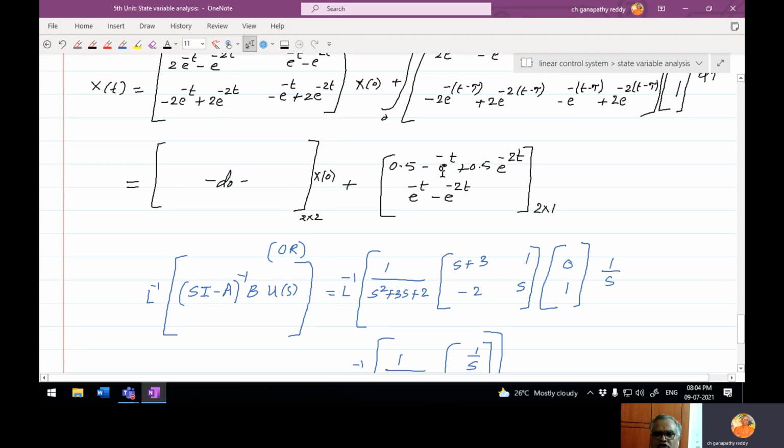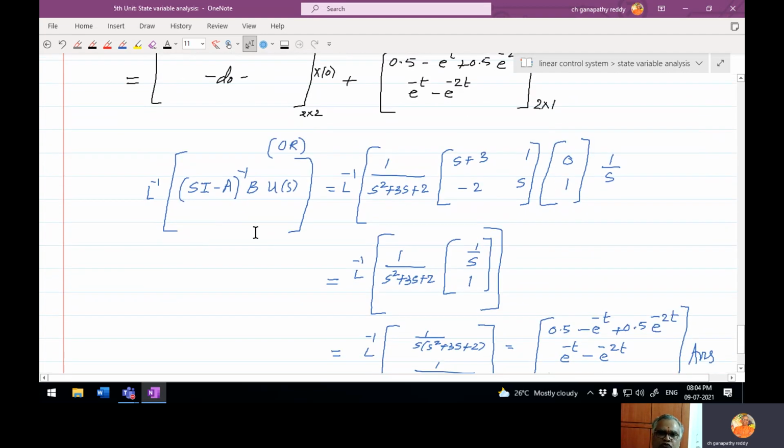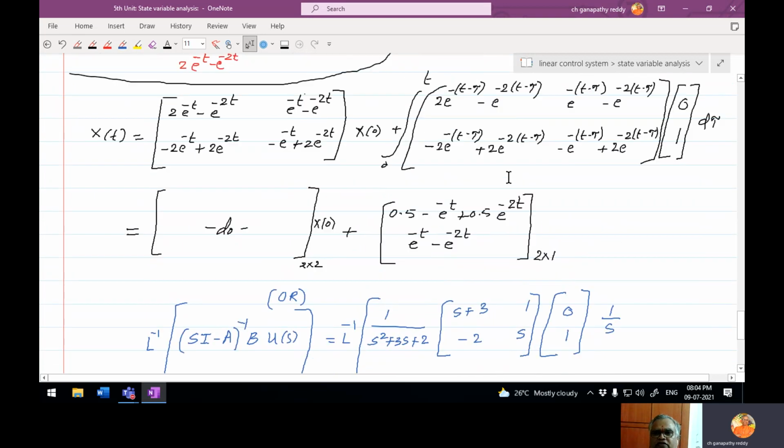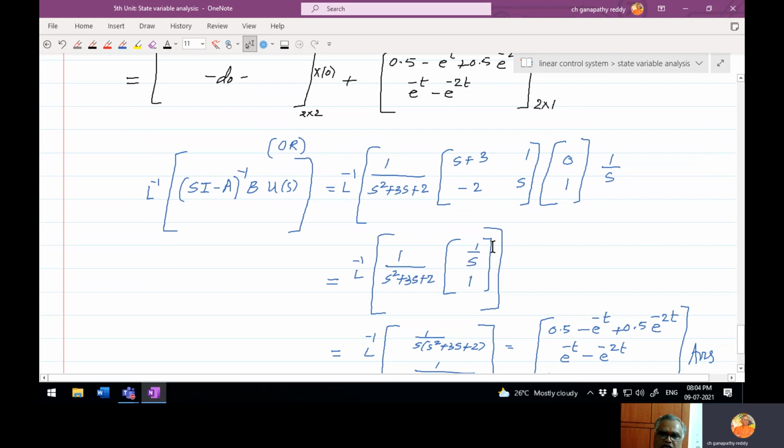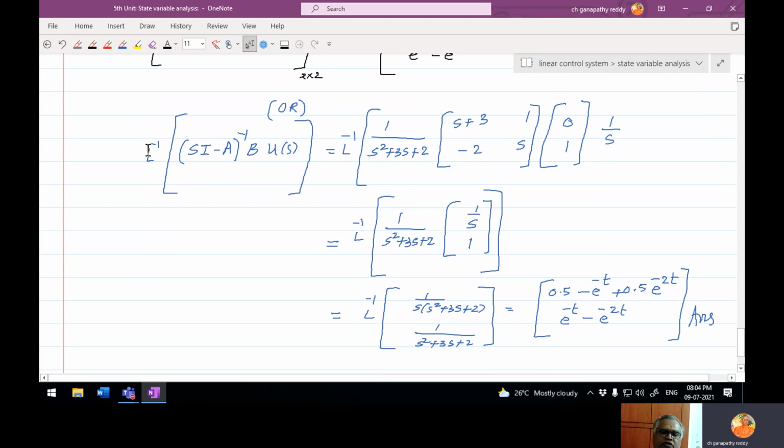This is one way of solving. There is an alternative way also, which takes a little bit more time. Let us go through it. L inverse of (sI minus A) inverse into B into U of s. So L inverse of this is already available, phi of s. B is 0 1. Then U of s is 1 by s.